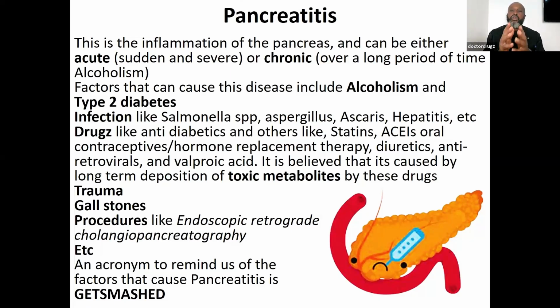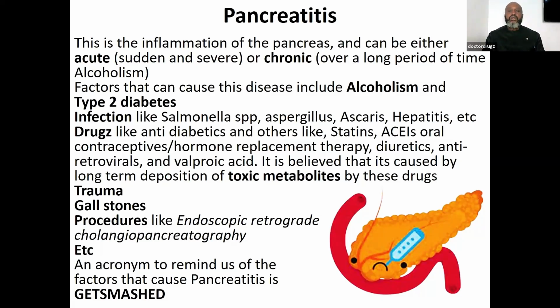That means anything that obstructs the flow of bile can actually lead to a blockage of that system, and that could lead to what? A backflow of pancreatic juice and lead to pancreatitis. So you can see that these things are all connected one way or the other. This is just an acronym, GET SMASH, for us to remember the kind of things that can lead to pancreatitis, as you see over there.